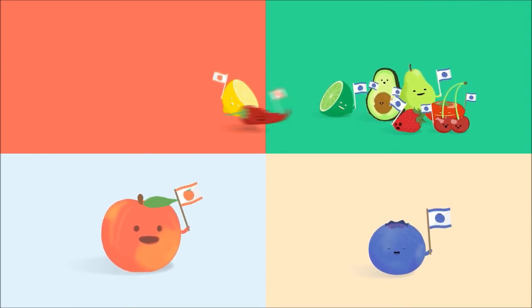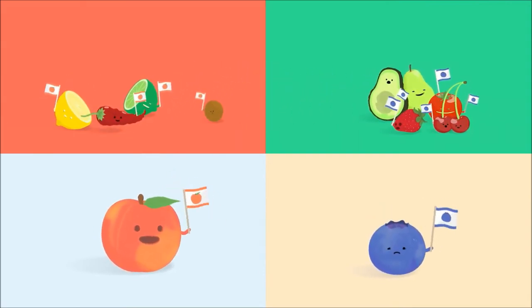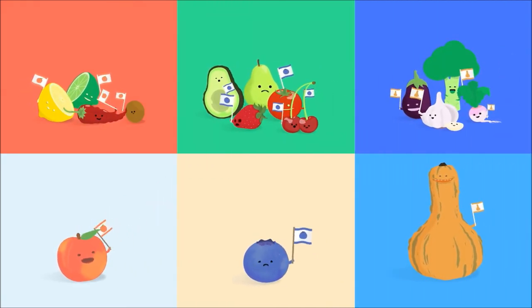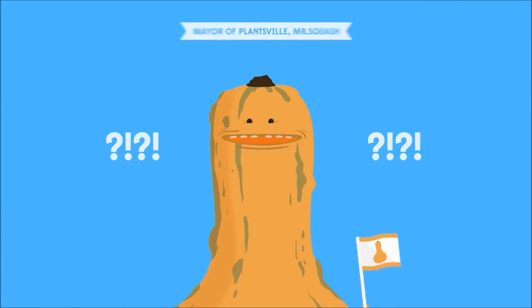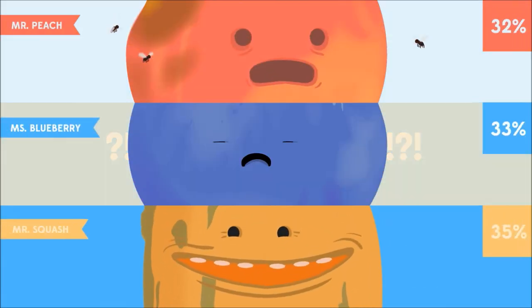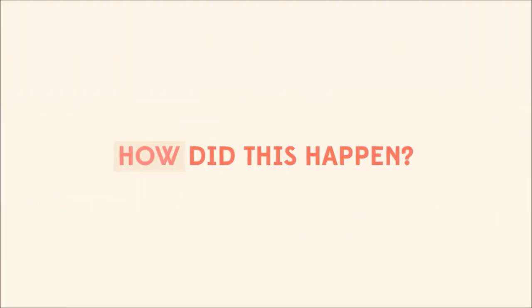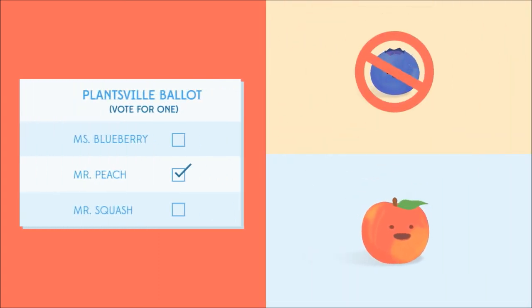Mr. Peach sweet-talks almost half of Blueberry's supporters into switching their vote to him, while Mr. Squash holds the same 35% he had last time. The votes are counted. And what's this? Mr. Squash wins? Blueberry and Peach have split the fruit vote. How did this happen? Peach's supporters also like Blueberry, but couldn't say so on their ballots.